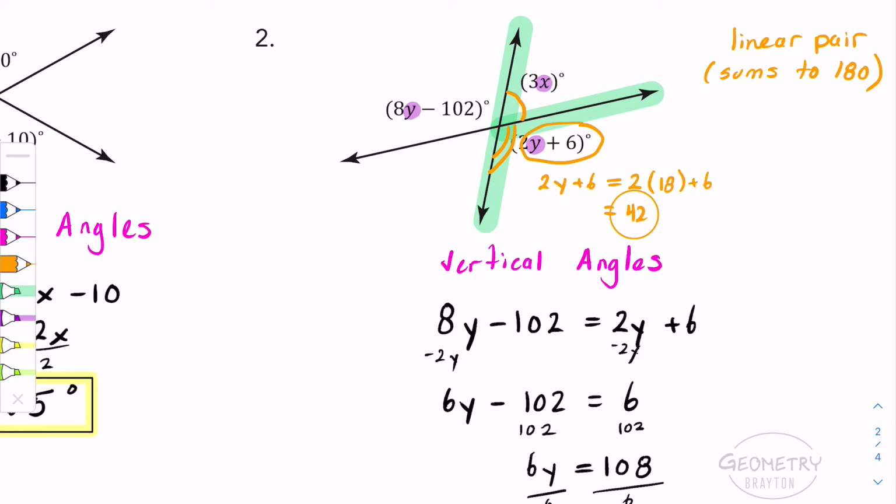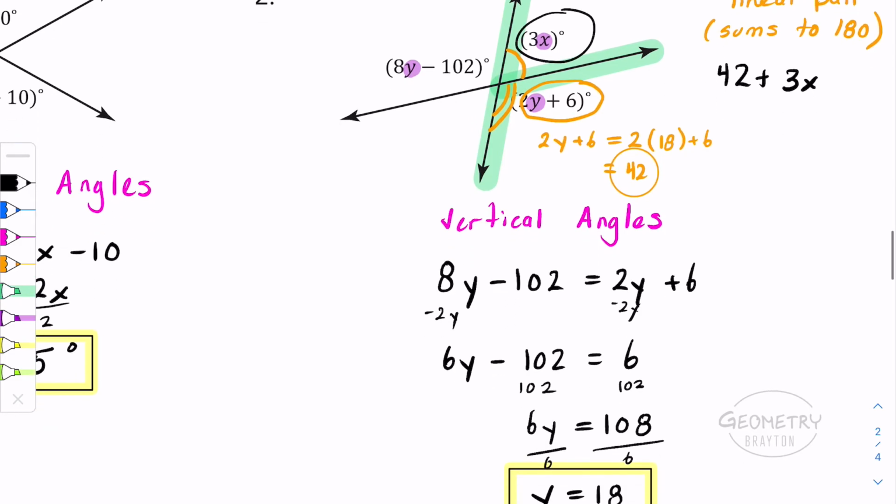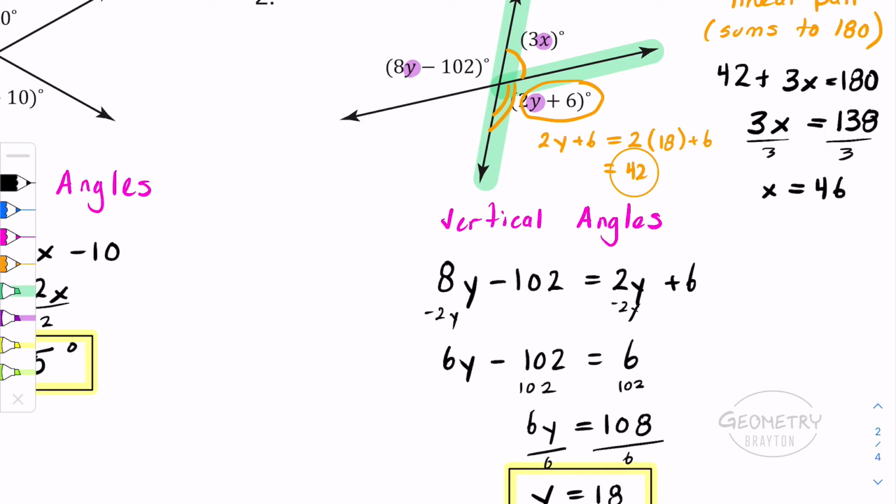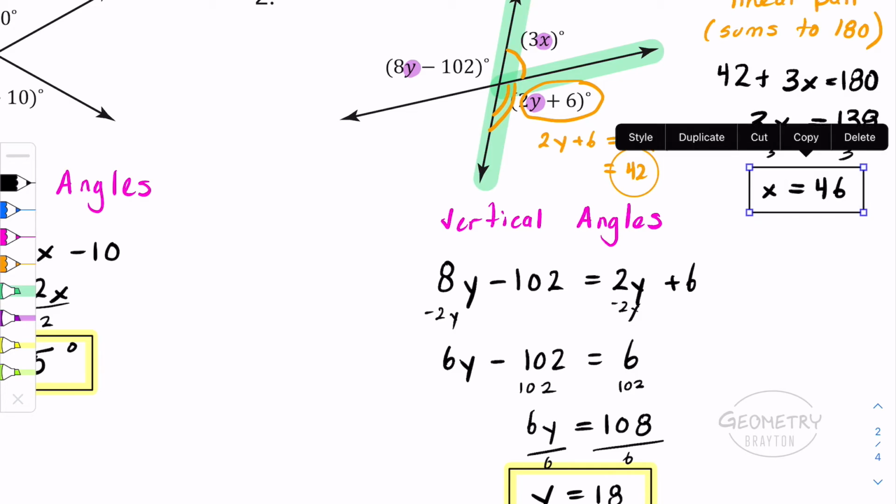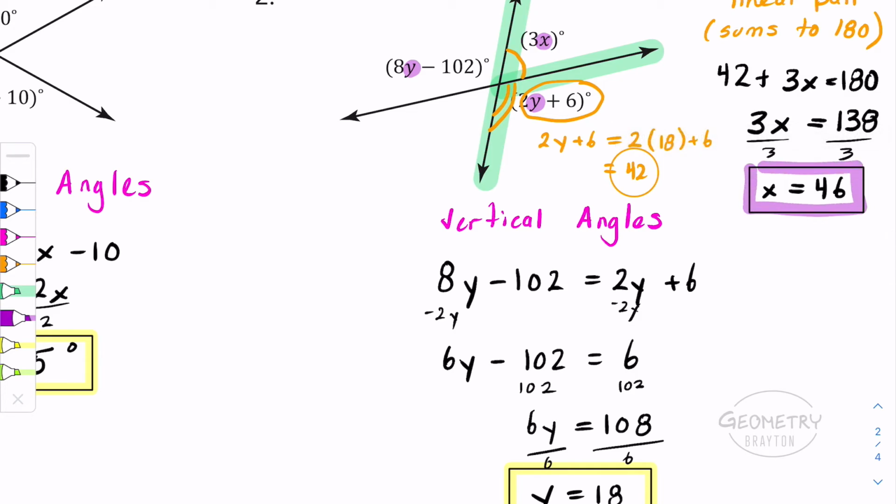So I know that 42 degrees plus 3x is equal to 180. If I subtract 42 from both sides, I have 3x is equal to 138. And when I divide both sides by 3, I know that x is equal to 46. And that is my final answer for x and y.